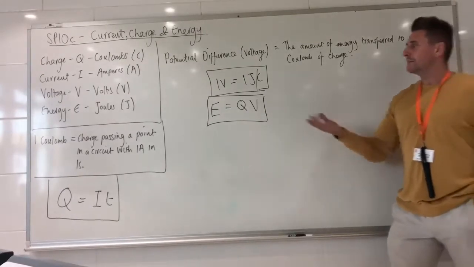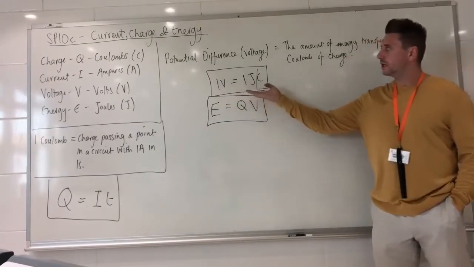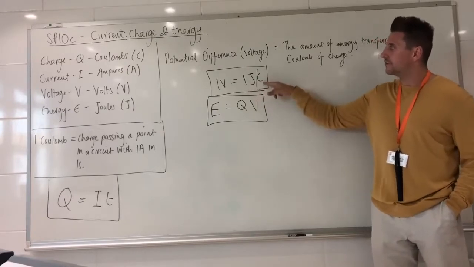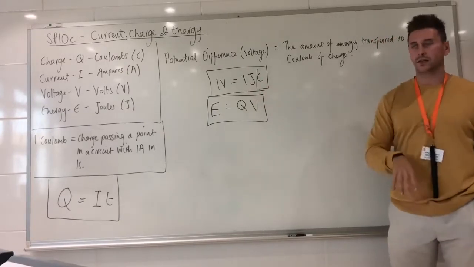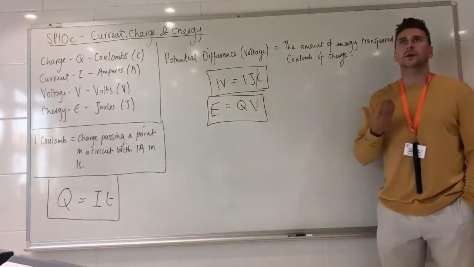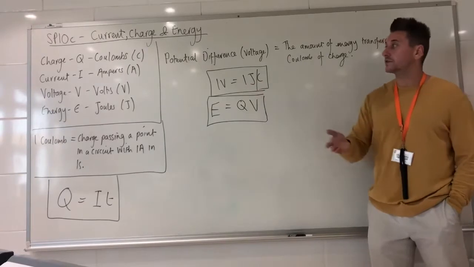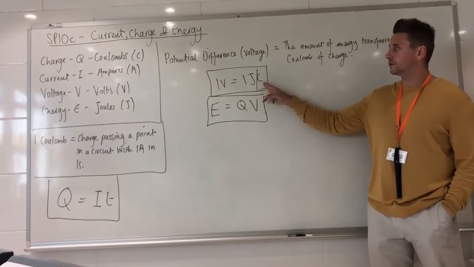What does that mean? If I had a supply of 1 volt, then that supply would be transferring 1 joule of energy to every coulomb of charge in that circuit. So for example, if I had a supply, a battery that was 10 volts, then 10 joules of energy would be transferred to every single coulomb of charge.